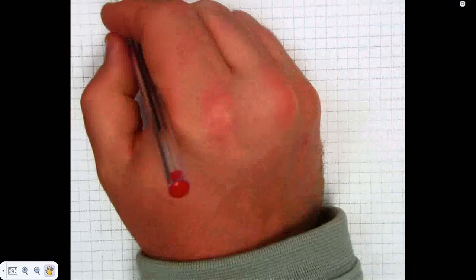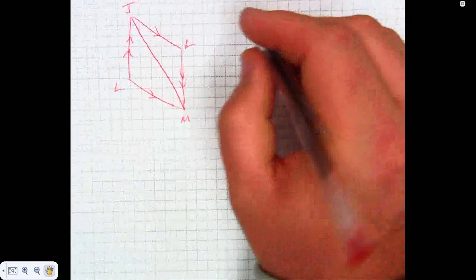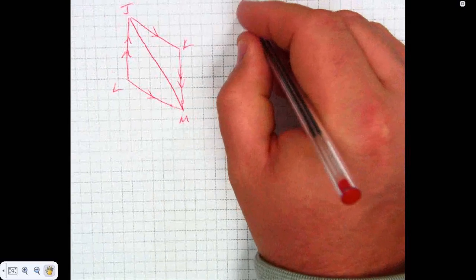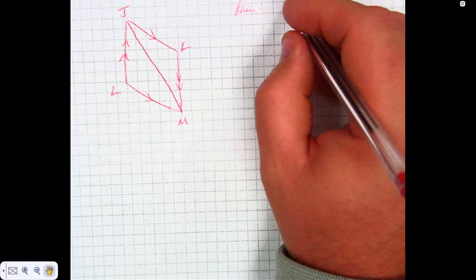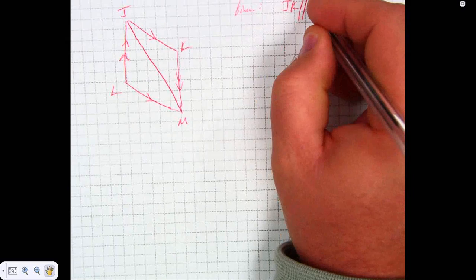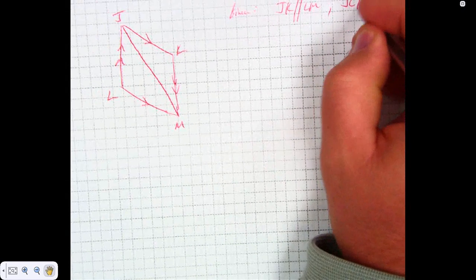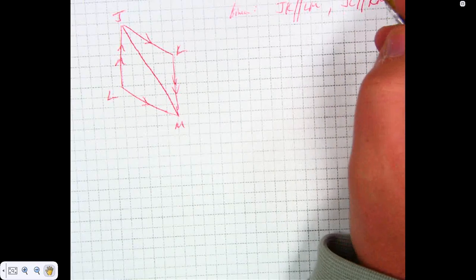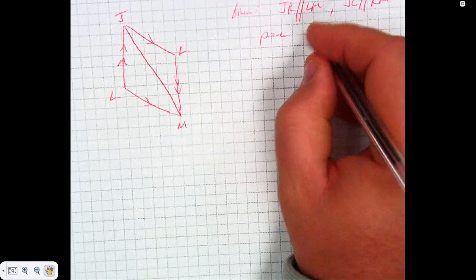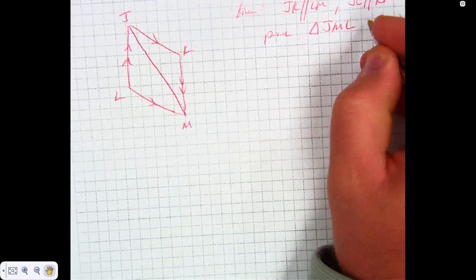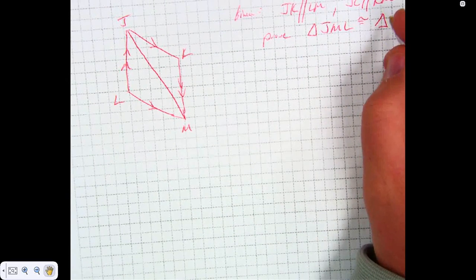Correct. Yes, it is. J, K, M, L. It is given to us that JK is parallel to LM. JL is parallel to KM. We're going to prove that triangle JML is congruent to triangle MJK.